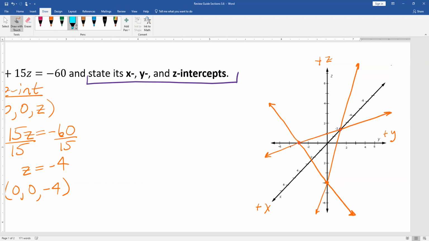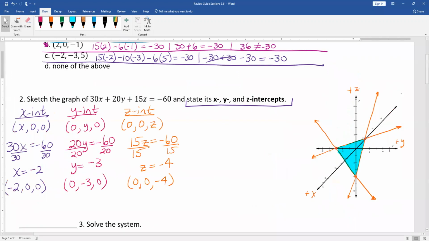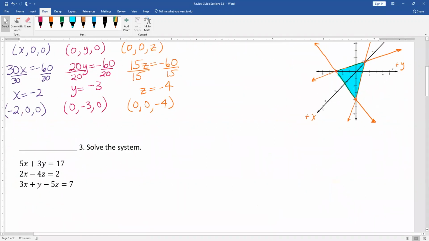I do like to highlight, even though this is not a solution set like with our inequalities, I like to highlight to show my lines versus the axes. That's not necessary. All right, and we're done, right? We have our x, y, and z intercepts. We've graphed the traces for those intercepts. We're done. Okay, so now into the meat of this, where we solve these systems algebraically.